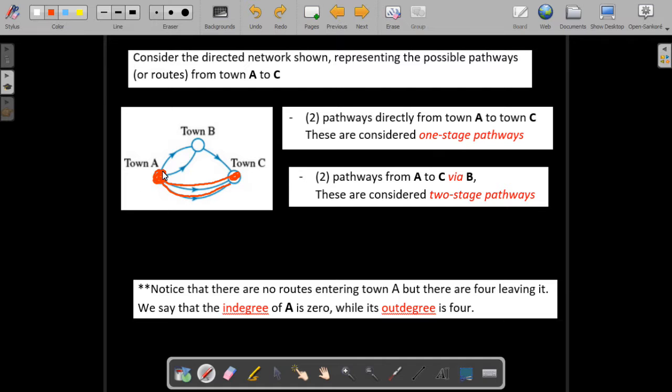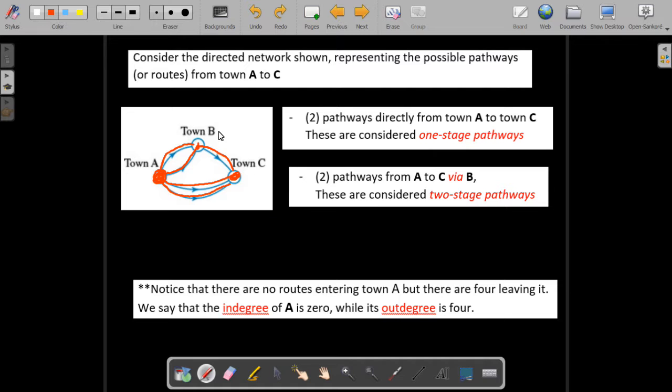However, we can also go from town A to town C by going through town B. So here's one example. I go from town A to town B, and then from town B to town C. The other option is I go through this pathway, so town A to town B, and then from B to C. So there's another two pathways I can go from town A to C going via B. So these are called two-stage pathways.